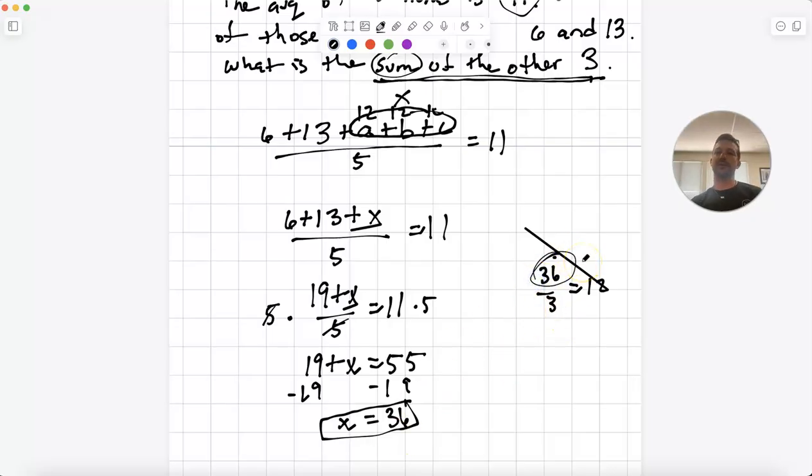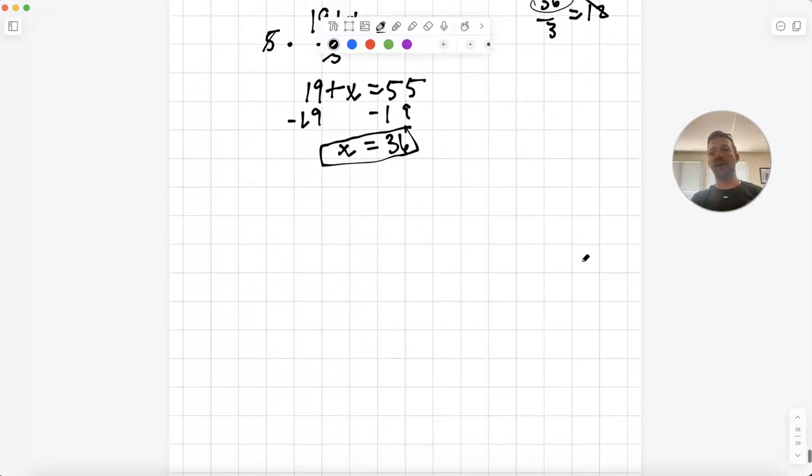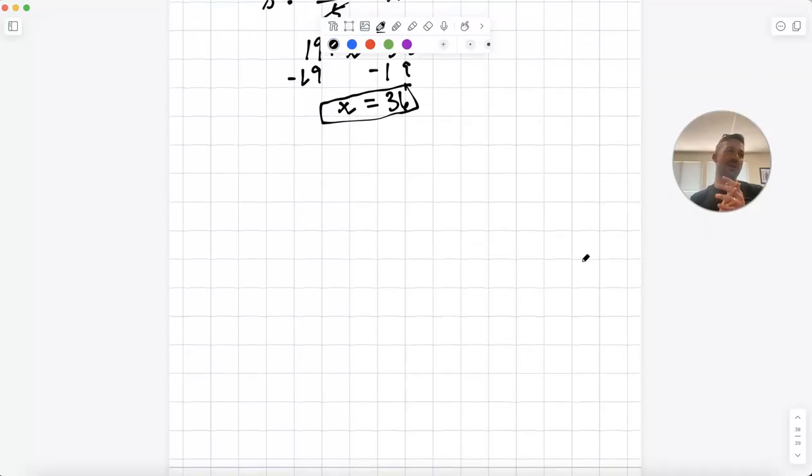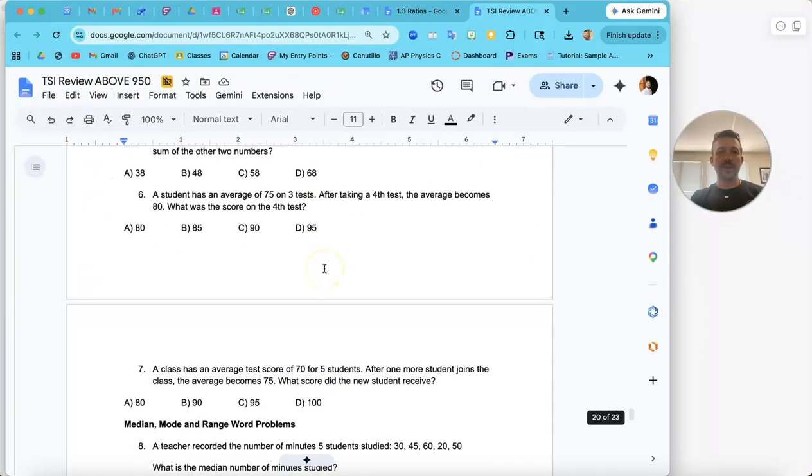That's my answer, okay? So that's how you're going to do something like that on the means. That's how they're going to do the averages. They're going to look something like that, okay?